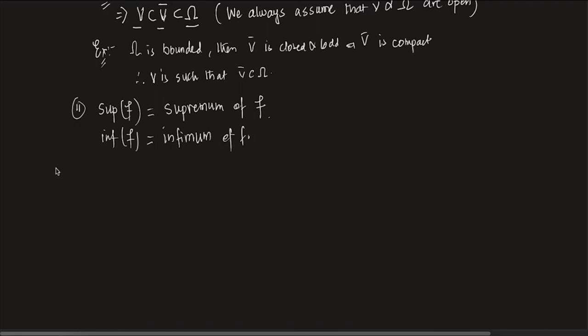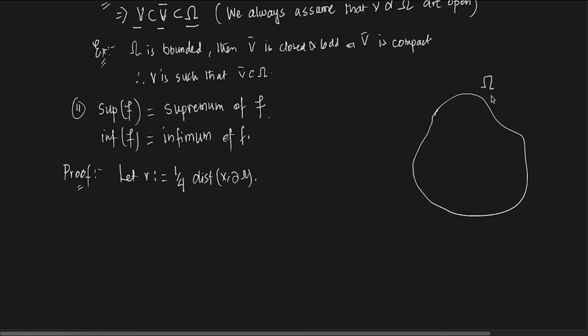proof of this theorem. So essentially, let's start with the proof. Let R be defined as 1/4 times the distance between x and the boundary. Clear? So essentially, we are proving the Harnack inequality. Let's say that's your omega, and x is such that I'm taking R. So let's say this is x. The distance between x and del omega, the boundary of omega, let's say that is the 1/4 distance r.